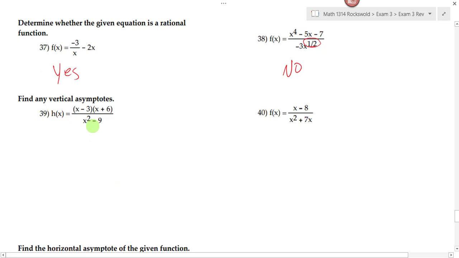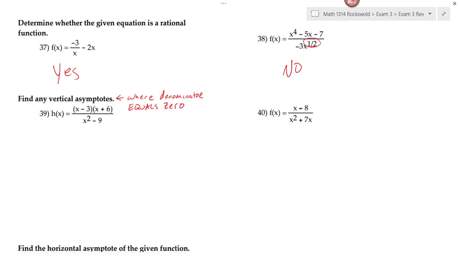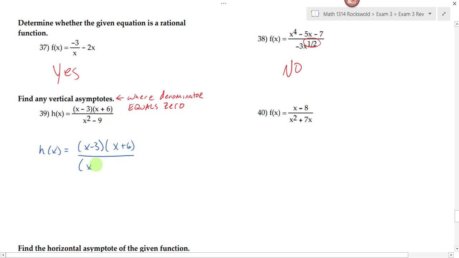On 39 and 40, we're asked to find the vertical asymptotes. How do we know where to find vertical asymptotes? Your vertical asymptotes occur where the denominator is equal to 0, but you can't make that call until after you factor this completely. So I have h of x is equal to x minus 3 times x plus 6 over x plus 3 times x minus 3. Now this x minus 3 factor will cancel out, and that means that I have a vertical asymptote at x equals negative 3 because that's where the denominator is equal to 0 after I simplify this rational expression.